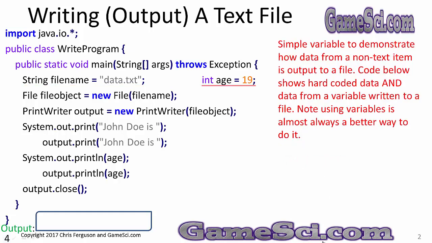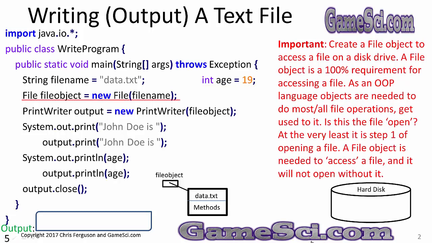int age equals 19. This is a simple variable to demonstrate how data from a non-text item is output to a file. Code below shows hard-coded data and data from a variable written to a file. Note using variables is almost always a better way to output data to a file. So I wanted to set up this variable just to show you that you can write variables to the files and their contents will be written.